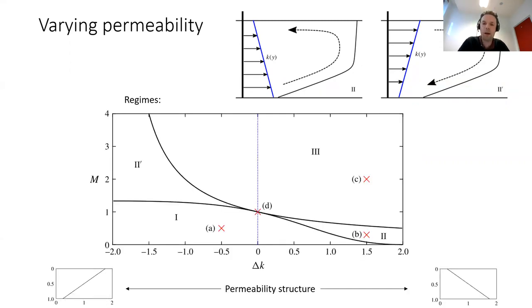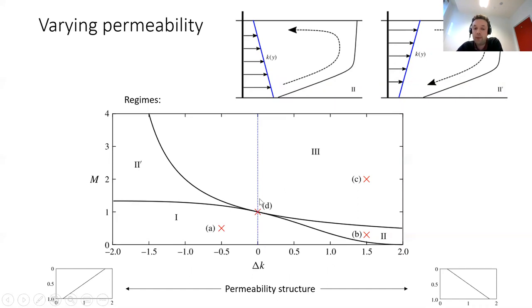So we can sum up all of these behaviors by considering a regime diagram. Here's your viscosity ratio, M. M less than 1 is a less viscous input fluid. On the x-axis is your permeability structure. Delta K equals 0 is a uniform layer. Delta K positive means the permeability increases towards the bottom, and delta K negative means you have high permeability at the top of the layer. This is just for a linear permeability structure.